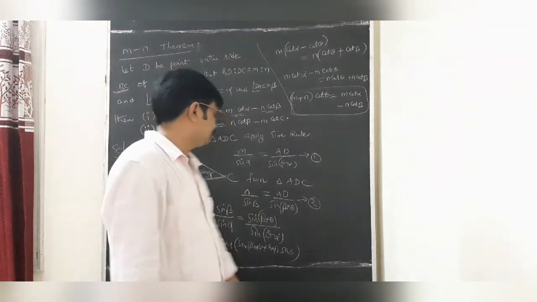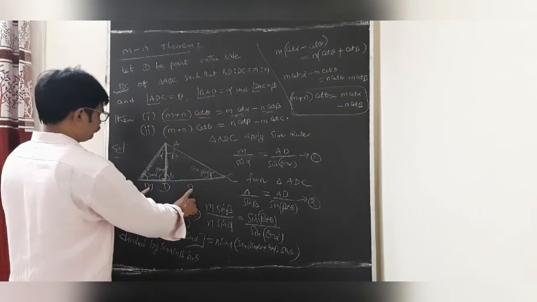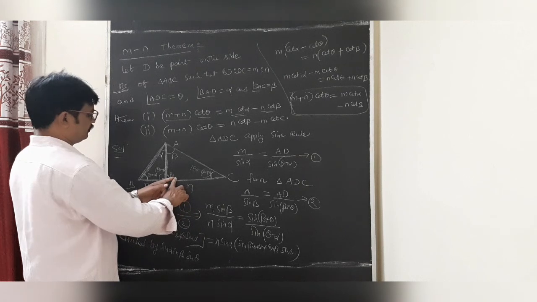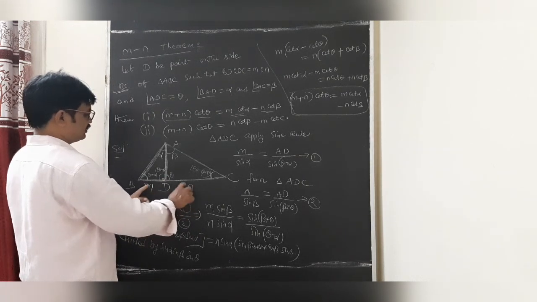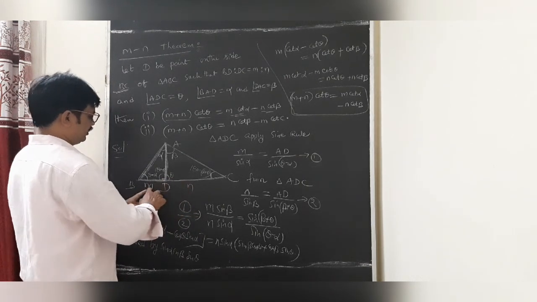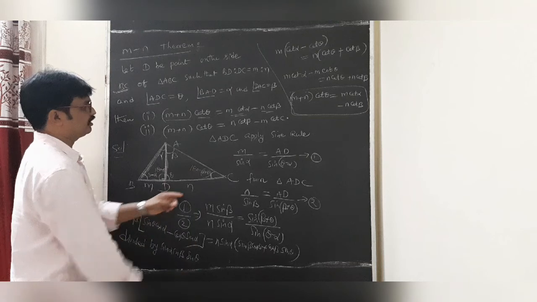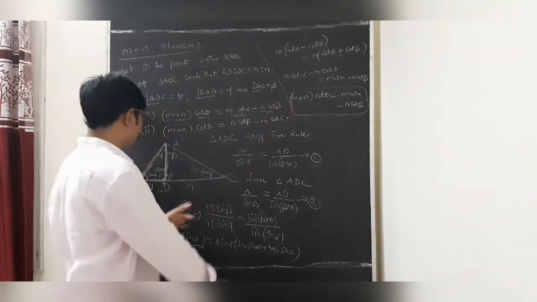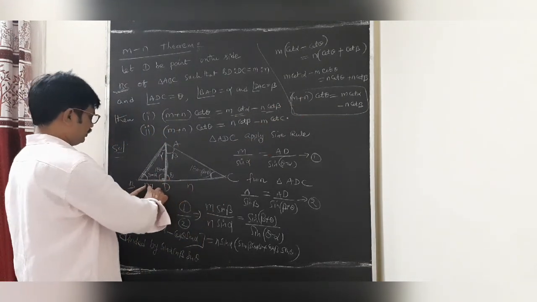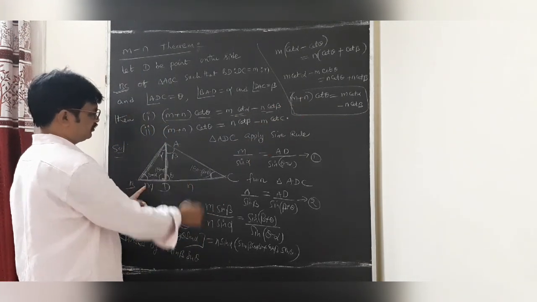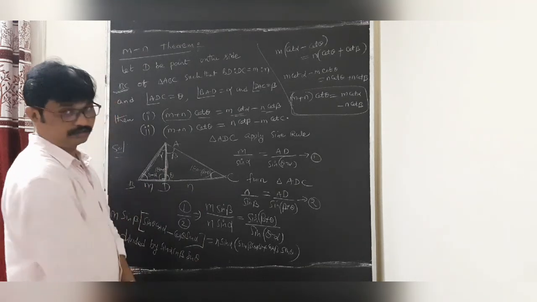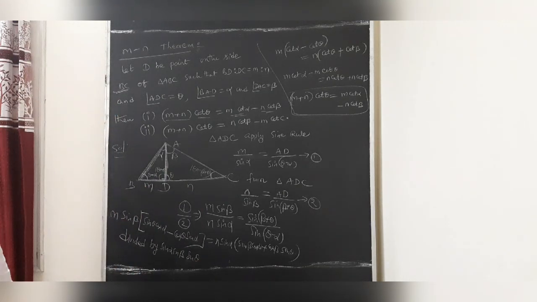Dear students, what we observed here: (m plus n) cot theta equals m cot alpha minus n cot beta. This is the first one. Okay, students?